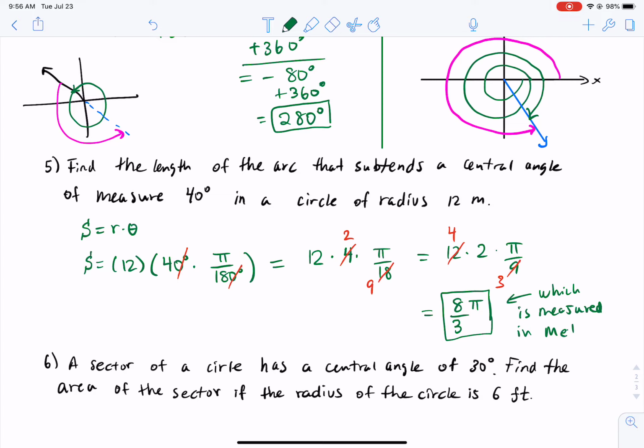Meters, because that's the unit that the radius is measured in, right?